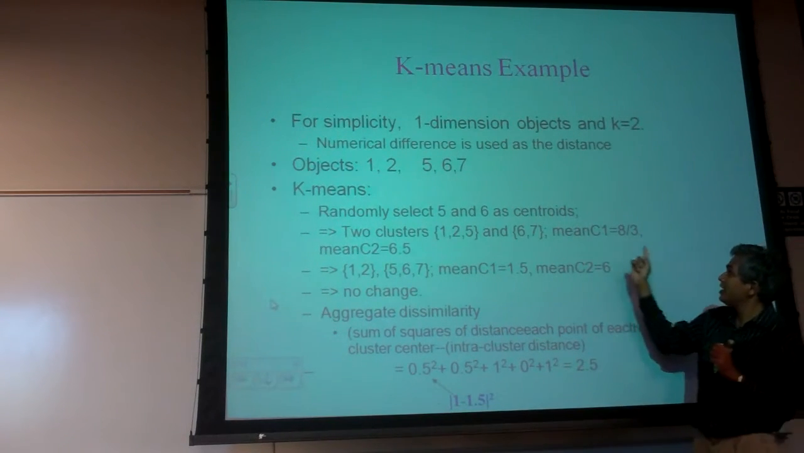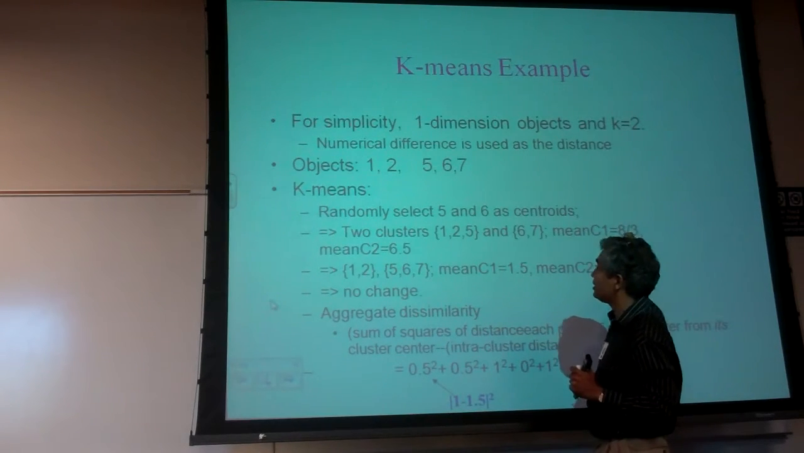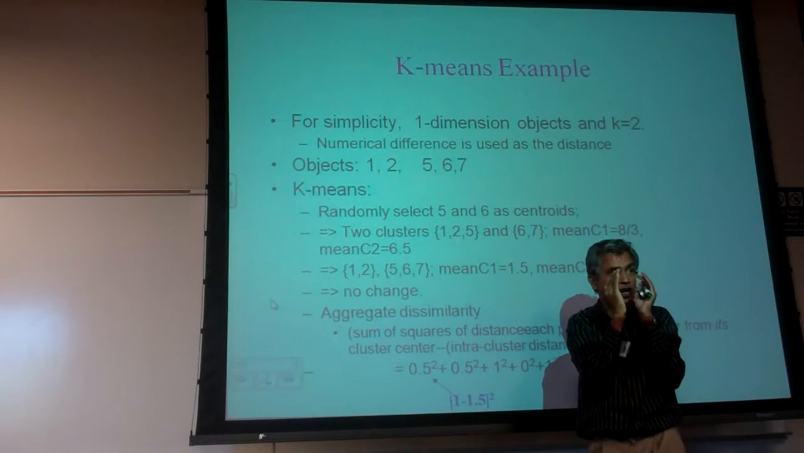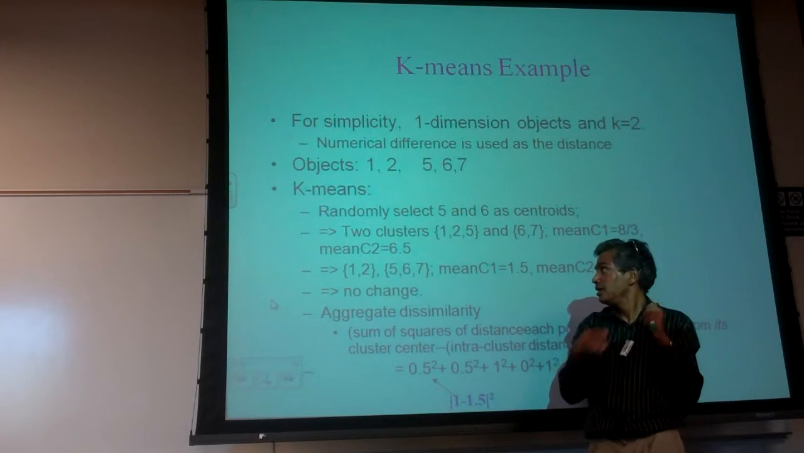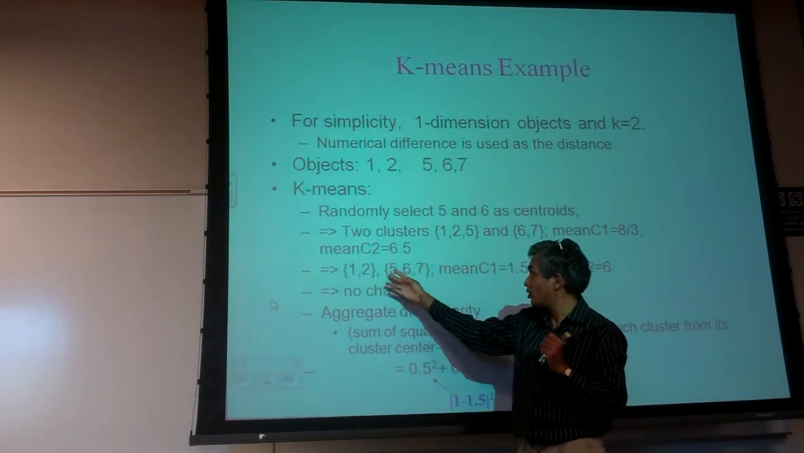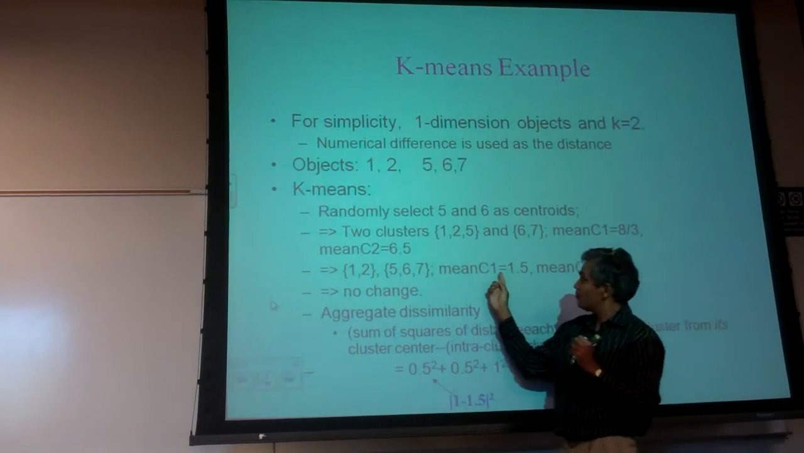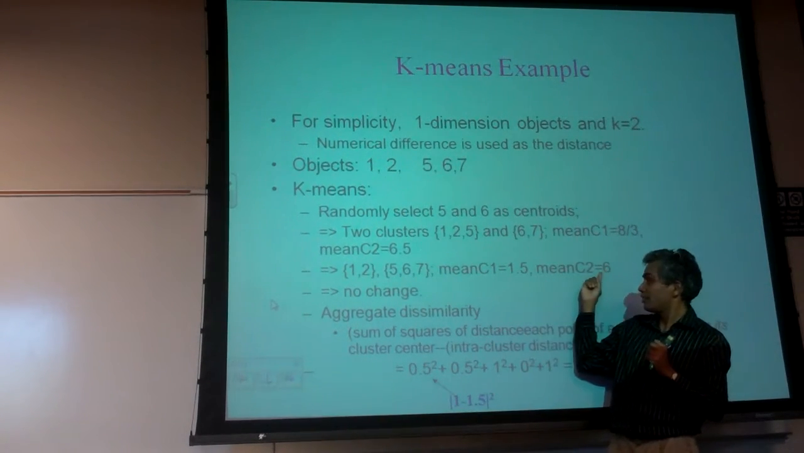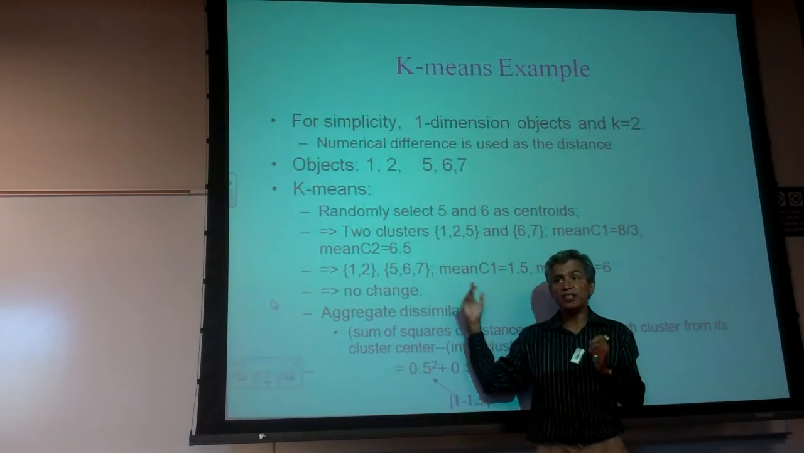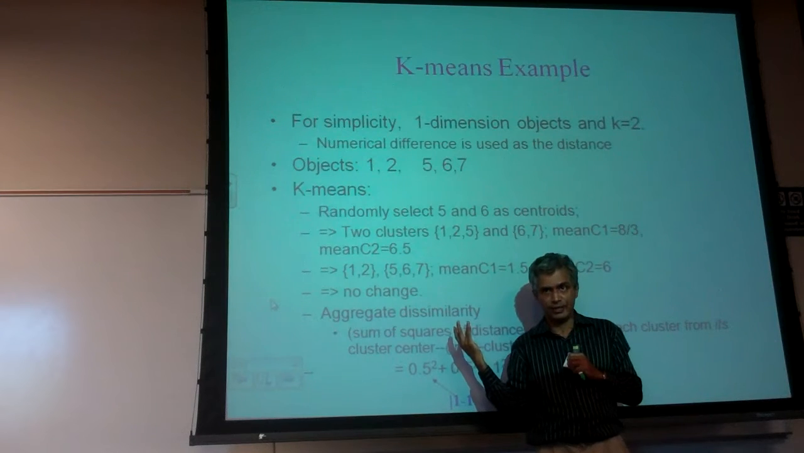Now everybody gets to again check which one they are closer to. Are they closer to 8 by 3 or 6.5 in terms of one-dimensional absolute distance? And then shift over to the cluster they're close to. In this case, you get 1, 2, and 5, 6, 7. At this point, again, you can compute the centroids 1.5 and 6. At this point, none of them change, so K-means stopped here. So it's yet another example, a one-dimensional example.